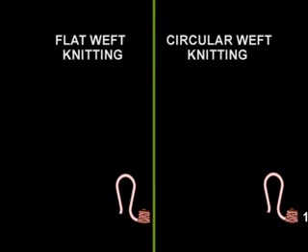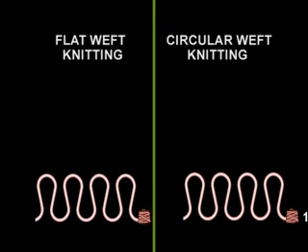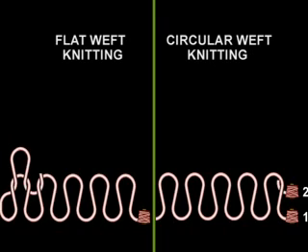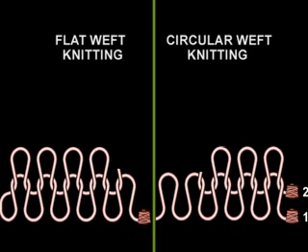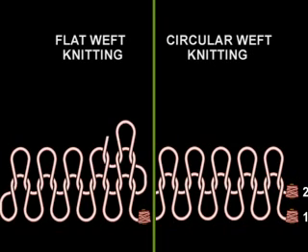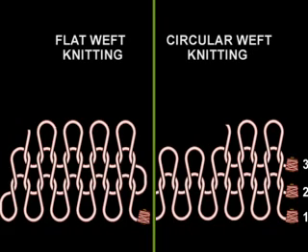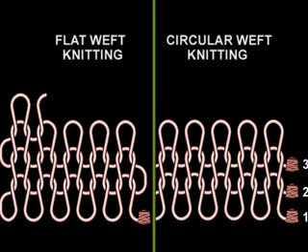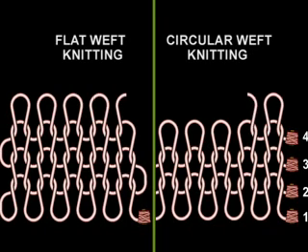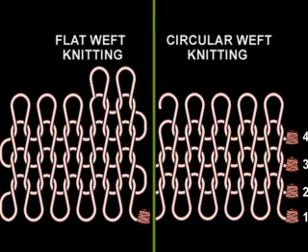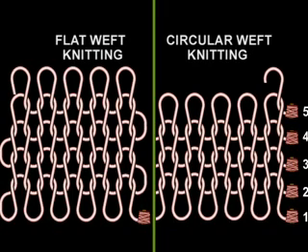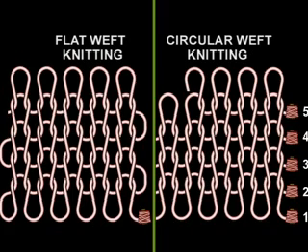Weft knitted stitches are formed the same on both circular and flat knitting machines. This illustration on the left shows flatbed knitting, where the yarns are knit horizontally from left to right. At the end of the first course, the yarn is reversed, knitting horizontally from right to left. The cycle is repeated to form the fabric. The illustration on the right shows circular weft knitting, where the yarns always knit in the same direction.